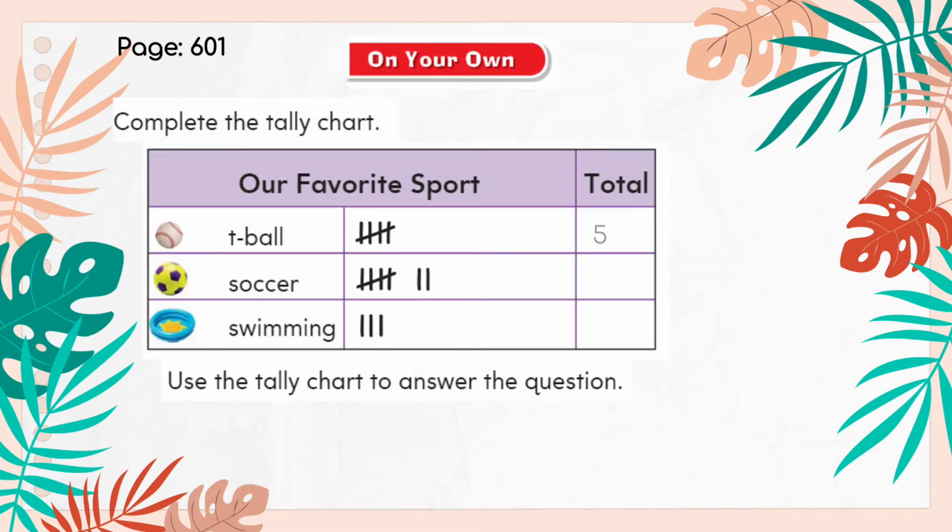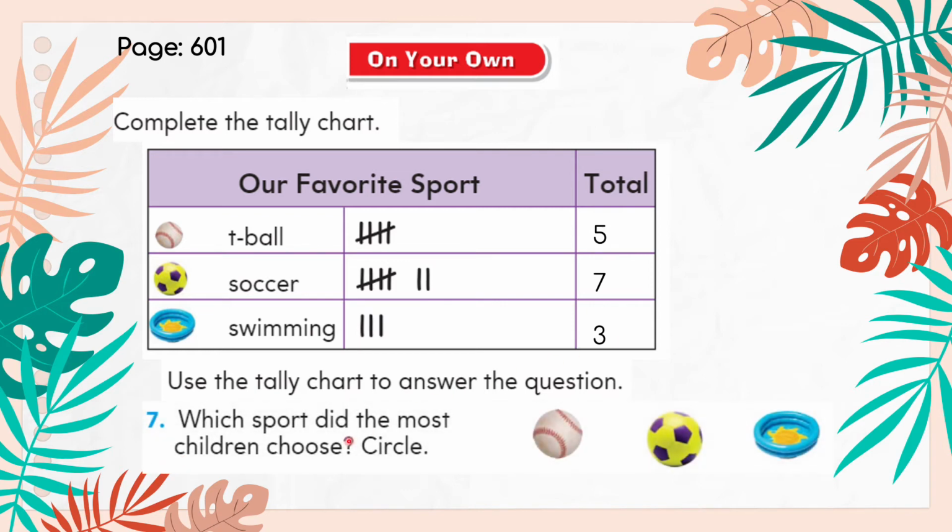Looking at another part of the same question. Which sport did the most children choose? Circle. Was it t-ball? Was it soccer? Or was it swimming? For that, we are going to compare the numbers in front of each game. So 5 chose t-ball, 7 chose soccer, and only 3 chose swimming. Now out of these 3 numbers, which is 5, 7 and 3, which is the largest number? It is number 7. And which game does number 7 represent? It represents soccer. So we are going to circle soccer here.